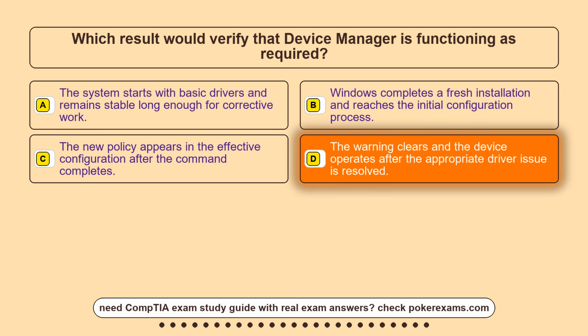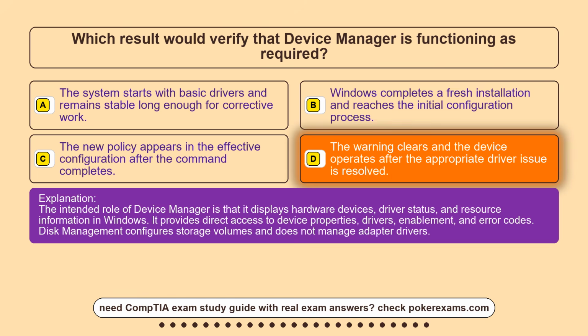The warning clears and the device operates after the appropriate driver issue is resolved. The intended role of Device Manager is that it displays hardware devices, driver status, and resource information in Windows. It provides direct access to device properties, drivers, enablement, and error codes. Disk management configures storage volumes and does not manage adapter drivers.